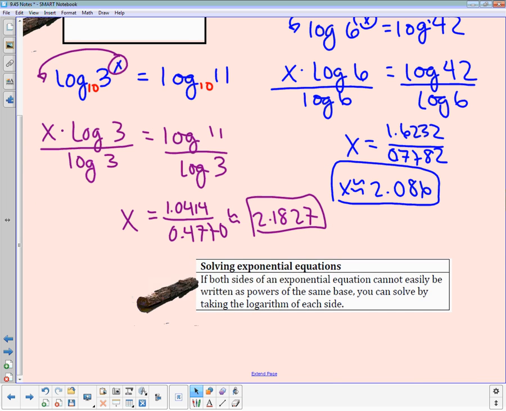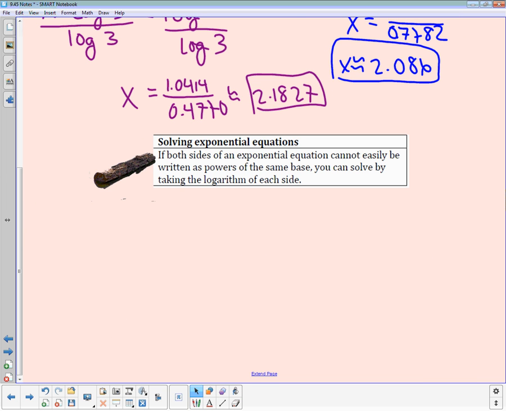So what we've learned here, or what you've seen an example of, a couple examples of, it says if both sides of an exponential equation cannot easily be written as powers of the same base, you can solve them using logarithms. You can solve by taking the log of both sides. So that's what we do.